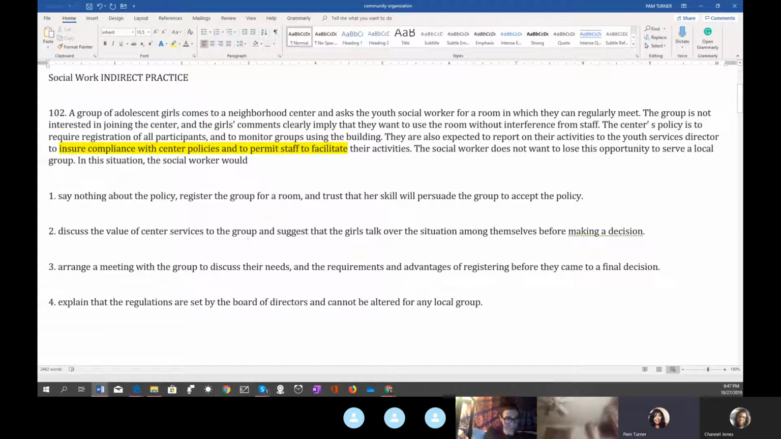So even if you did not know any of these answers, is there not a problem with a group of adolescent girls who don't want an adult around? That would set up red flags. Hiding something. Exactly. These are red flags for me. Like, oh my gosh, all these girls are coming in, they're little girls and they don't want me around. Okay. So they don't want to join the center, and the girls' comments clearly imply they want to use the room without interference from staff.